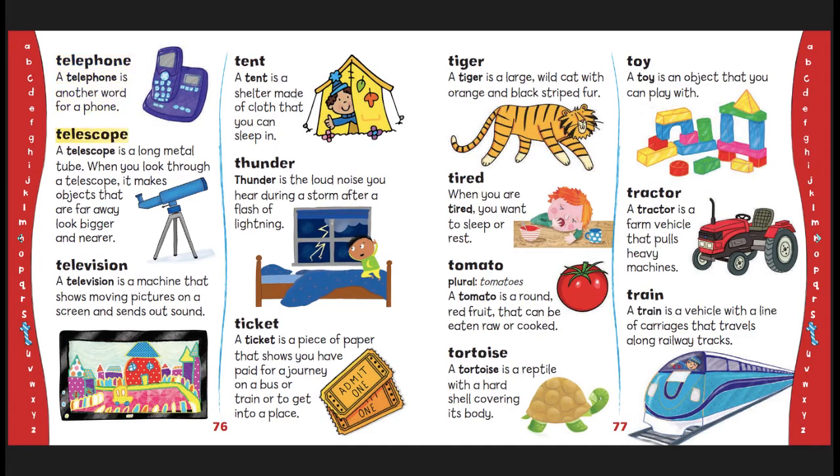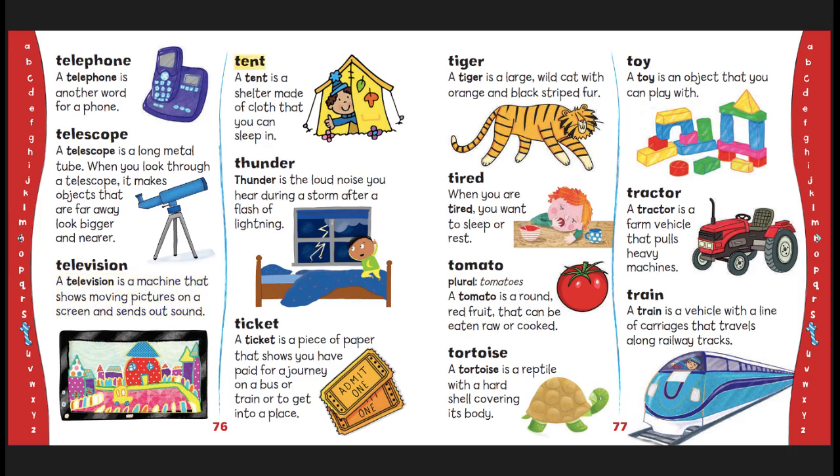Telescope. A telescope is a long metal tube. When you look through a telescope, it makes objects that are far away look bigger and nearer. Television. A television is a machine that shows moving pictures on a screen and sends out sound.